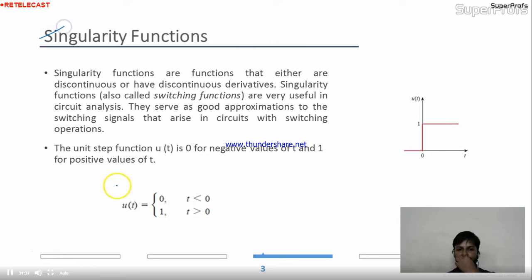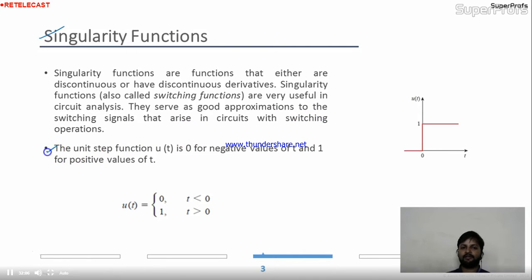The singularity functions. Singularity functions are the functions that either are discontinuous or have discontinuous derivatives, right? Singularity functions, also called the switching functions, are very useful in circuit analysis. They serve as good approximations to the switching signals that arise in circuits with switching operations.